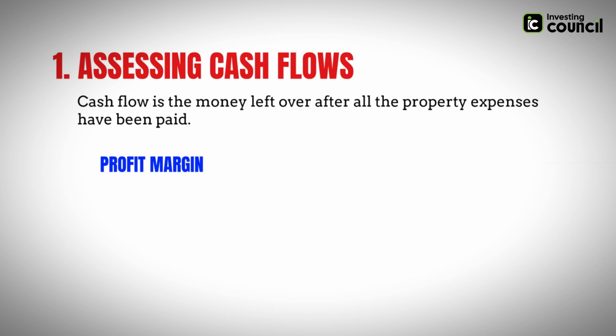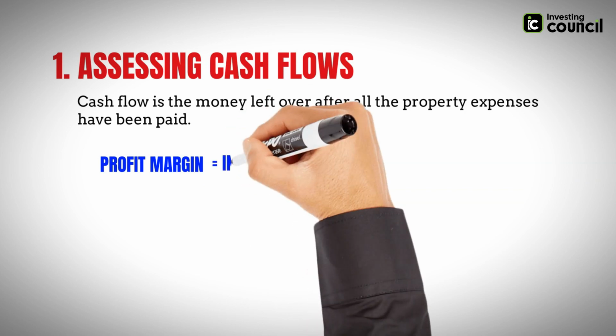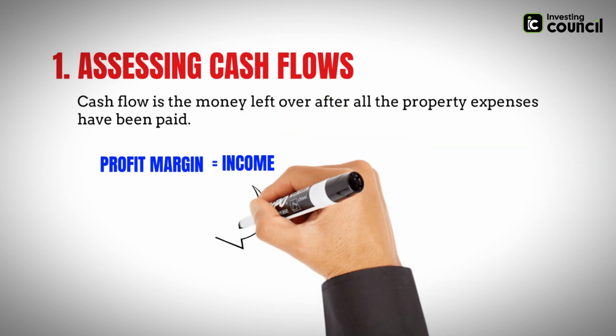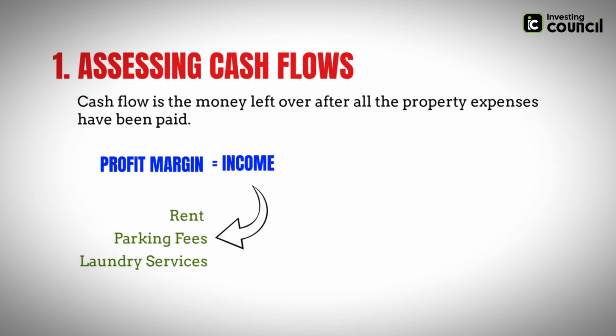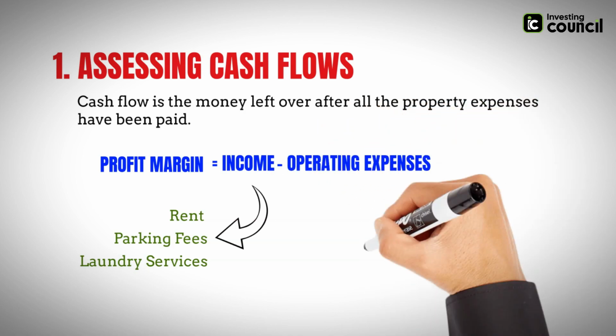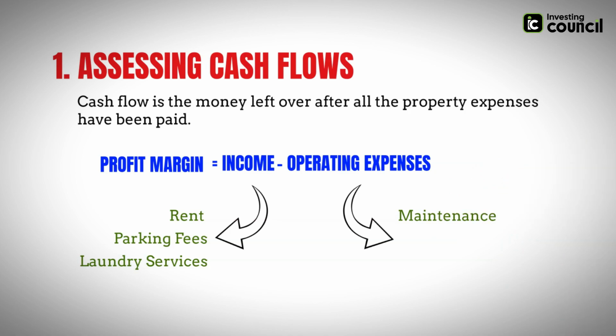How do you calculate it? Start by adding up all the income from the property. This includes rent, parking fees, laundry services, and any other income-generating activities. Then, subtract all the operating expenses. These are costs like maintenance, management fees, taxes, and utilities. The number you get shows if the property generates enough cash to cover its costs and yield profit.